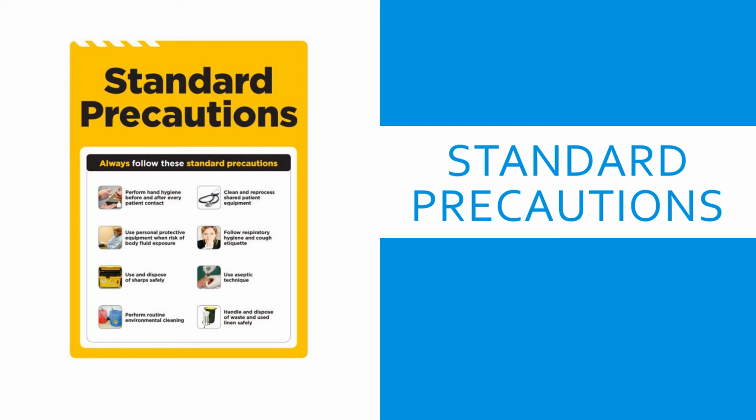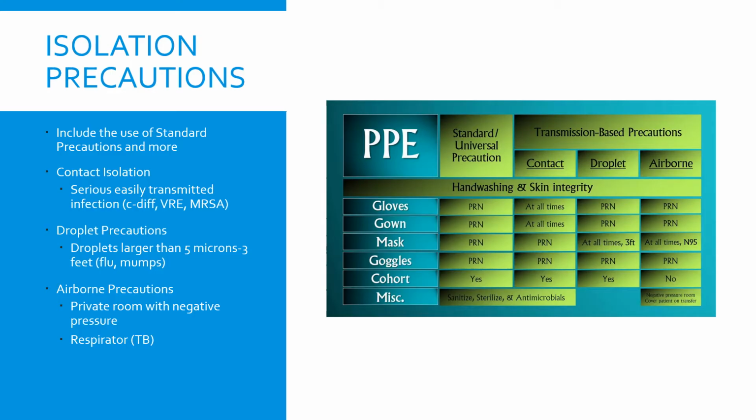You're going to make sure that you clean any shared patient equipment. So like we talked about, your stethoscope, the Dinamap, the Accu-Check machine, any equipment that you're taking from room to room with your patients. You want to make sure that you're following respiratory hygiene and cough etiquette, that we're using aseptic technique, and that you're handling and disposing of waste and linen safely. All of these will be according to your facility's protocol.